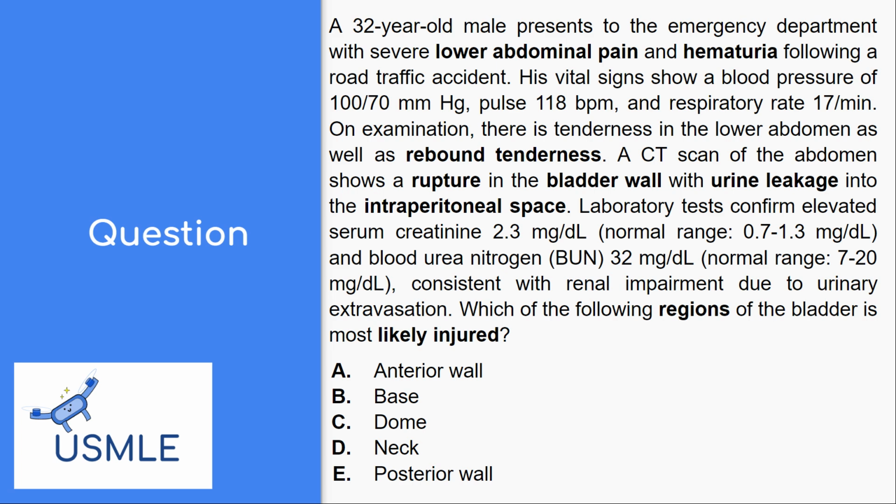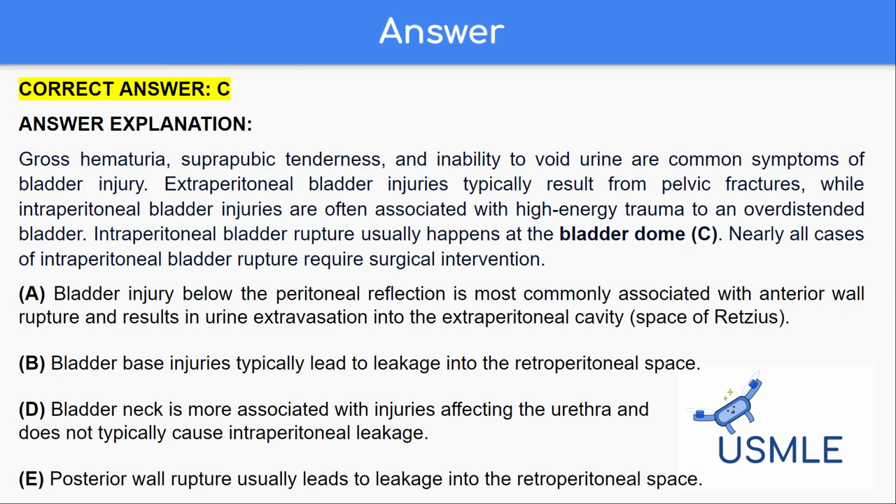Now, as for the question, we can see a young male who has presented with lower abdominal pain, hematuria, and signs of rebound tenderness. There's a rupture in the bladder wall and urine leakage into the intraperitoneal space. Which of the following regions of the bladder is most likely injured? So here we know an injury to the dome or the superior wall of the bladder usually results in leakage of urine into the intraperitoneal space. Feel free to go over the answer explanations.